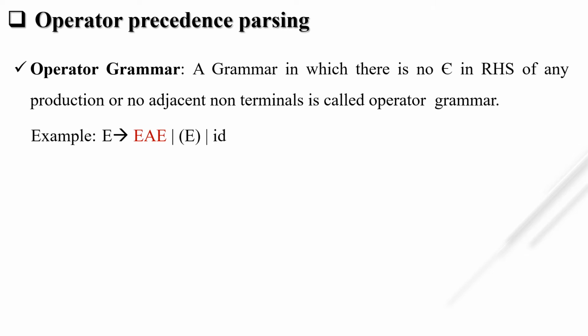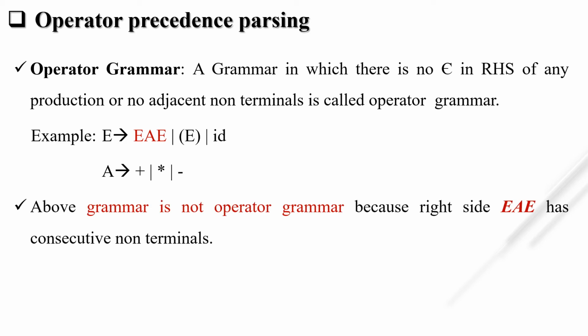So here is an example of an operator precedence grammar. Here E tends to EAE. Here there are consecutive non-terminals. Okay, so we can say it is not an operator grammar. The above grammar is not an operator grammar because the right hand side EAE has consecutive non-terminals. If two or more consecutive non-terminals are there on the right hand side of any production, then we can say that grammar is not an operator grammar.